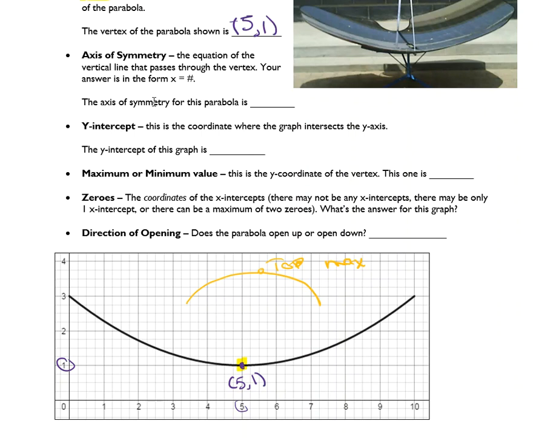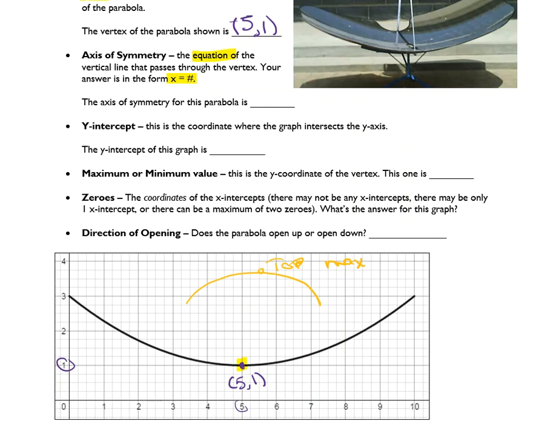The axis of symmetry. The axis of symmetry is an equation of the vertical line. So it's important that it's an equation. It's not a coordinate. This one, the vertex was a coordinate. This one's an equation of a vertical line that passes through the vertex. Your answer is always in the form, and this is really helpful to remember, your axis of symmetry. Even the word axis has an x in it, and here's an x. The axis of symmetry is always x equals some number. So what is that number?